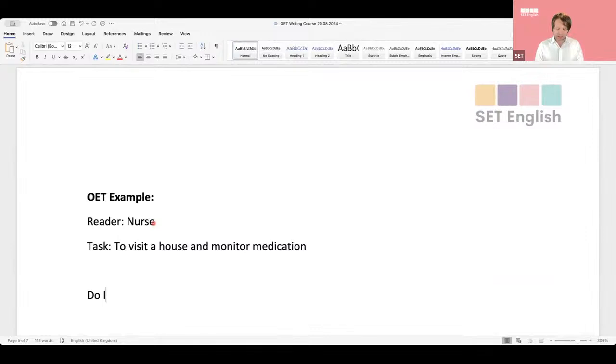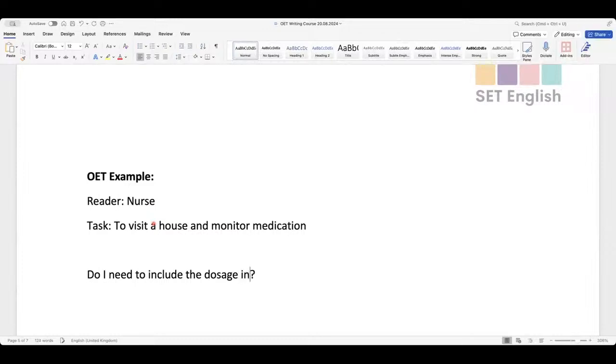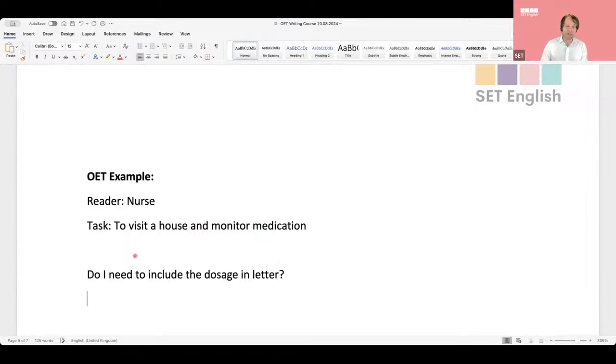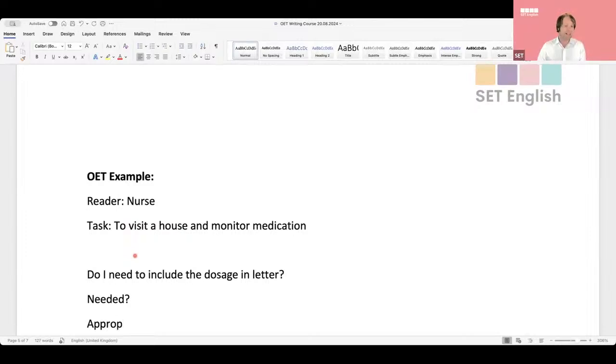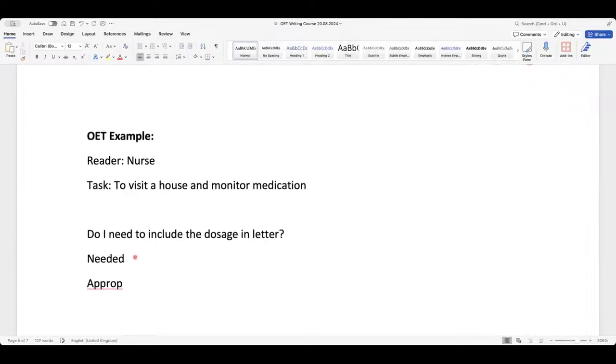Do I need to include the dosage in my letter? Yes. Okay. Is it because it is needed or is it because it is appropriate? It's needed. Does everyone agree that dosage would be needed, right? So yes, correct.